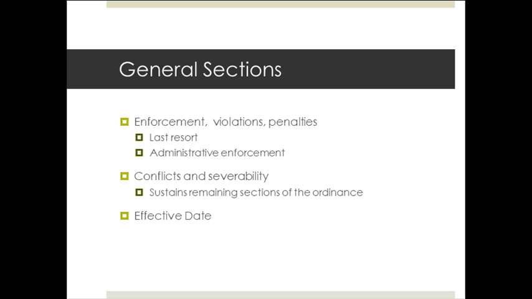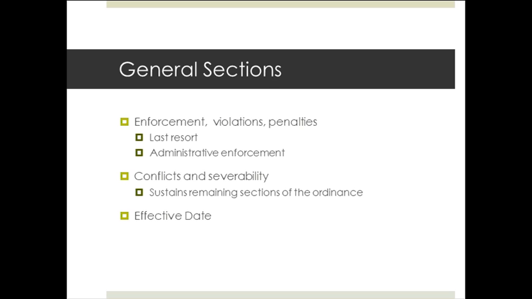So rarely do I see builders being issued citations or dragged in front of judges in terms of enforcement, but the administrative approach is most effective. Conflicts and severability is a section of the ordinance that sustains remaining sections of the ordinance if parts of the ordinance were tested in court for constitutionality. So it's just a statement in the ordinance towards the end that just says, if any part of this ordinance is found unconstitutional, the remaining part still remains in place, and then effective date.